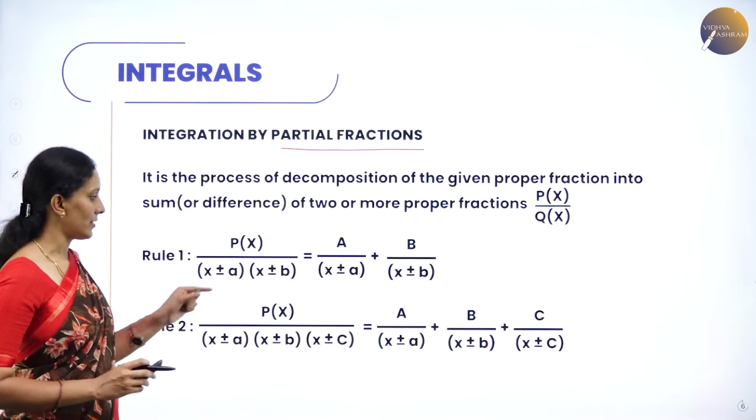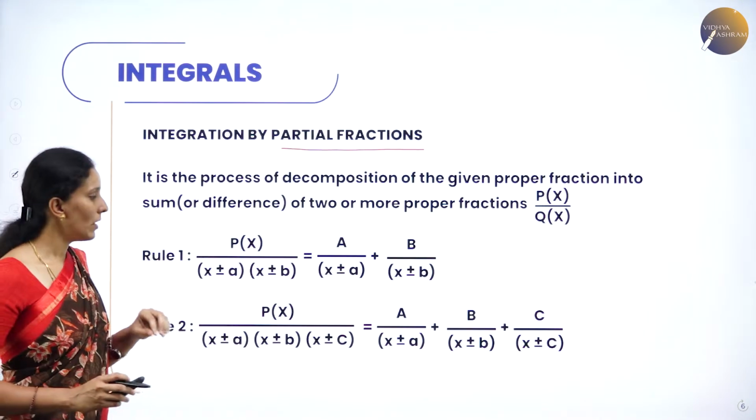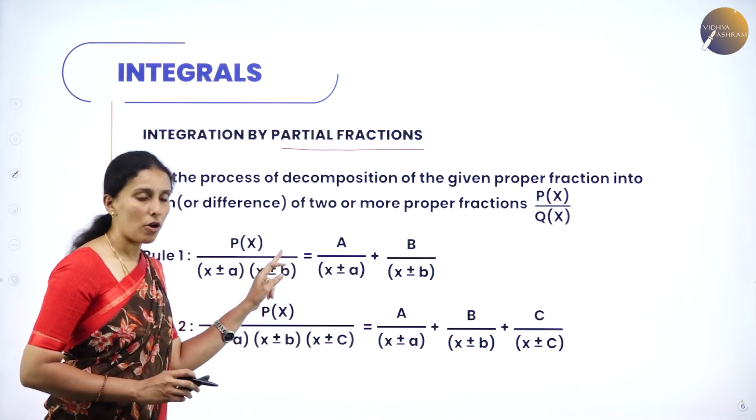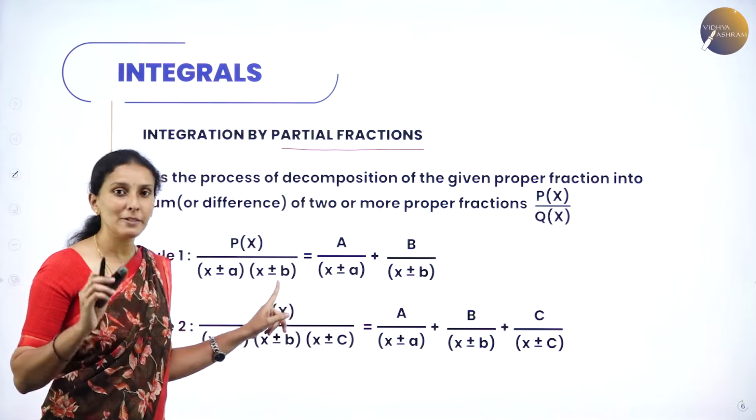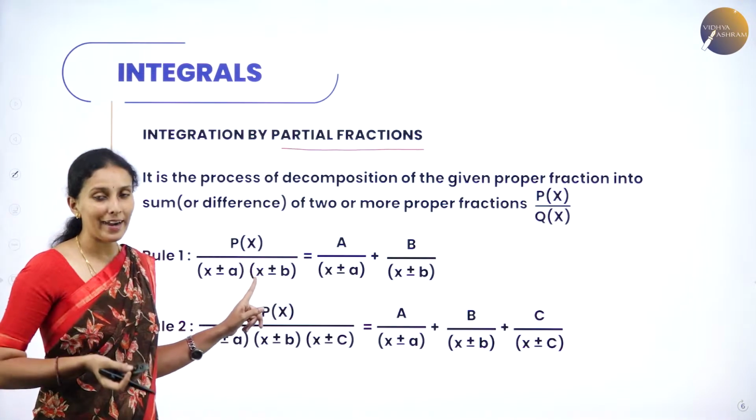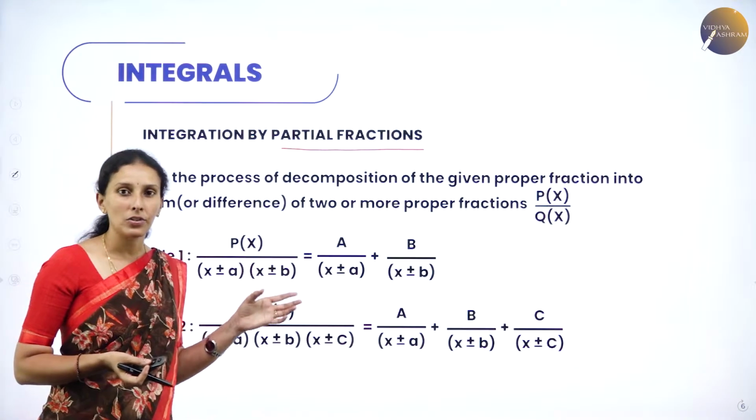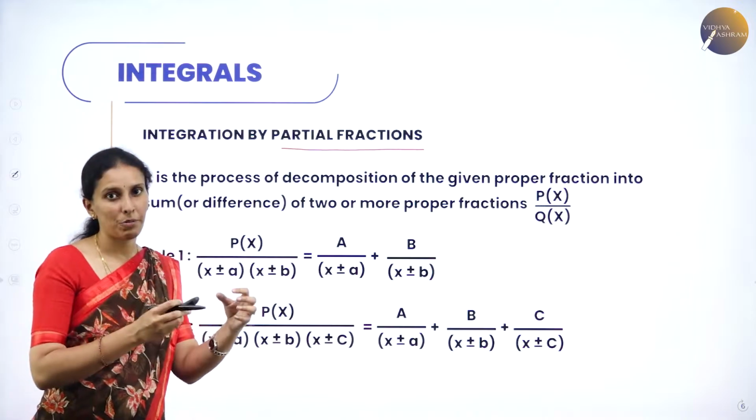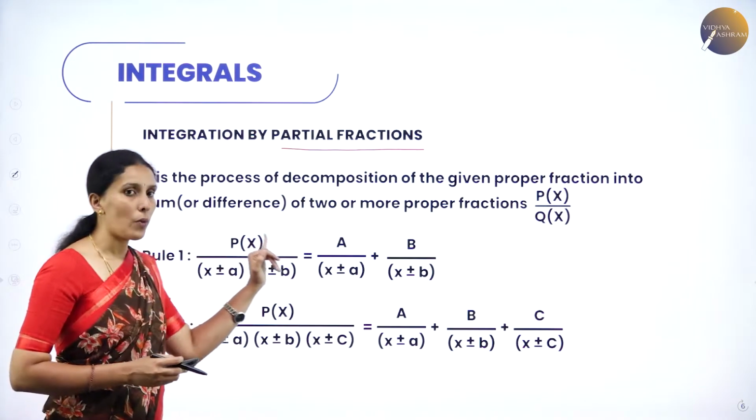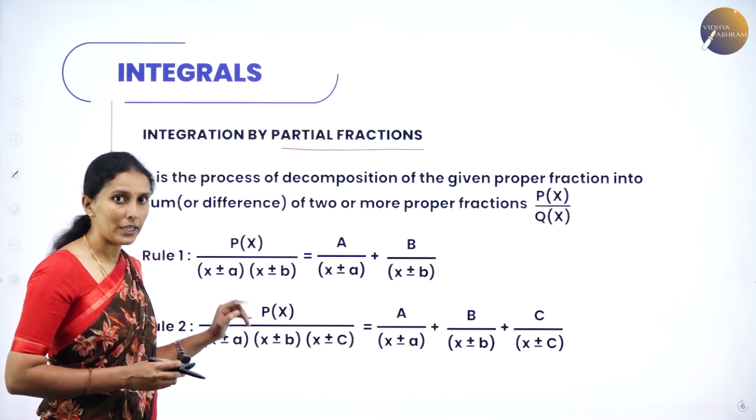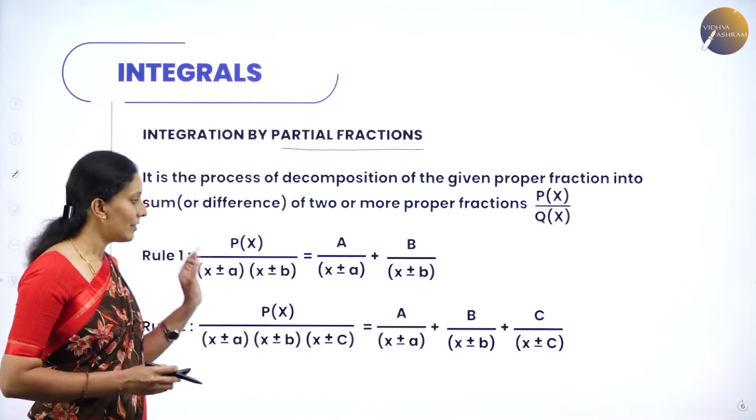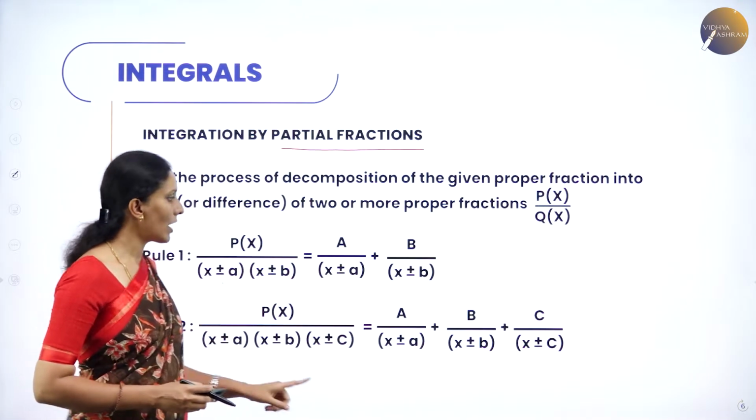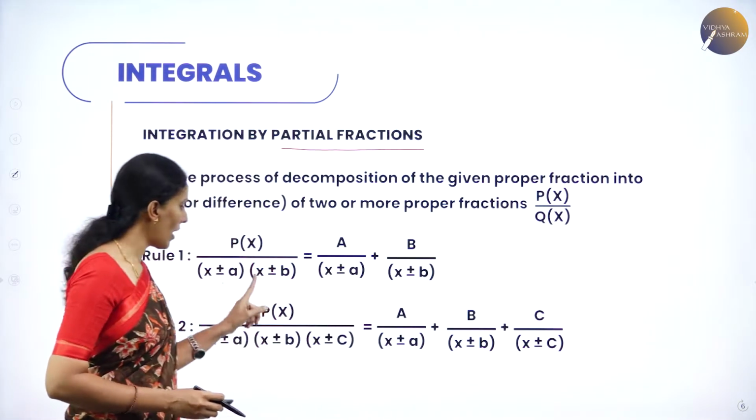Suppose rule 1 says you have the polynomial in the form of p(x) by q(x). P of x is a polynomial and q of x has to be split into factors. Whenever any quadratic equation is given, for example x square plus 5x plus 6, we will have to write it in the form of (x plus 2)(x plus 3). So whenever the quadratic is given under the denominator, it has to be written in the form of factors. Then we will write them as a by x plus a for one linear factor, b by x plus b for another linear factor.